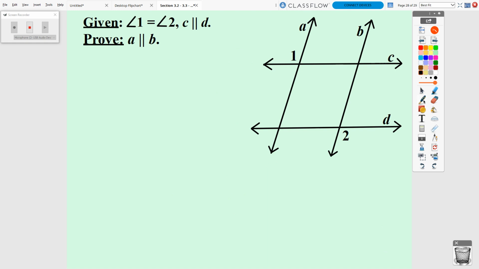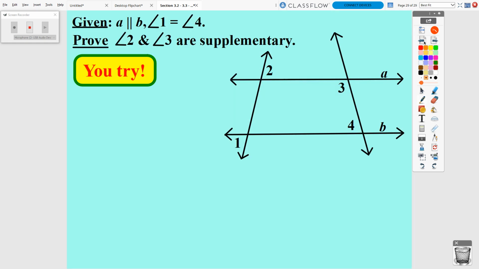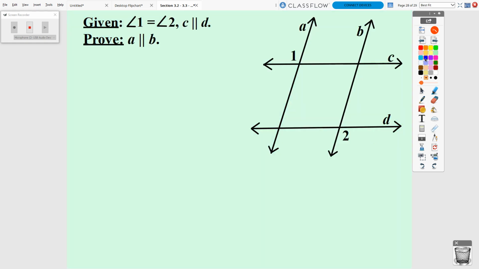All right, the last one we're going to do together, because the very, very last one is for you guys to try out. So this one, we are ramping it up here. Look at how many lines we've got going on. We've got lines A and B, and lines C and D, and then these angles that are already marked here for us, angles 1 and 2. Interesting. So let's see, what does the given tell us?